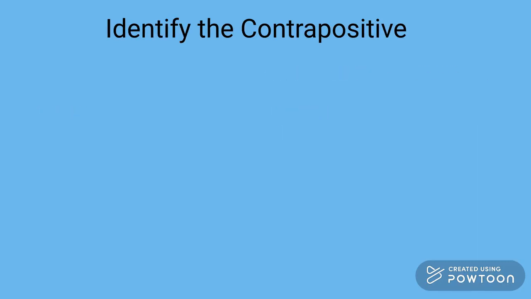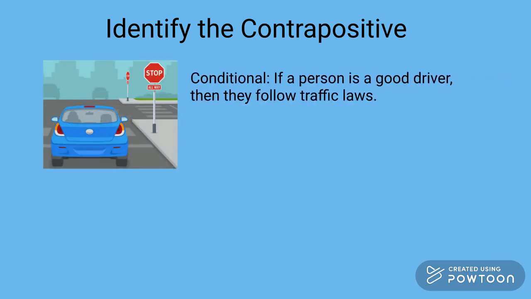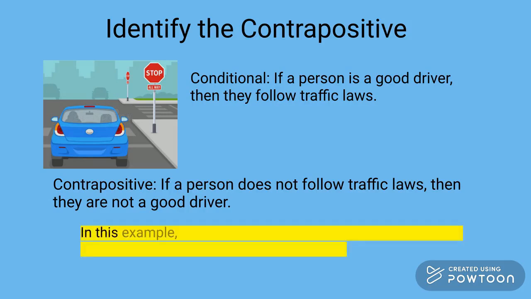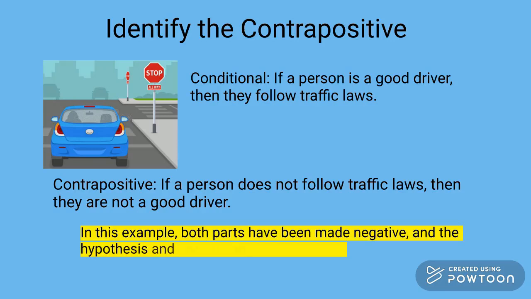Identify the contrapositive. A conditional statement is, if a person is a good driver, then they follow traffic laws. The contrapositive says, if a person does not follow traffic laws, then they are not a good driver. In this example, both parts have been made negative, and the hypothesis and conclusion were switched.